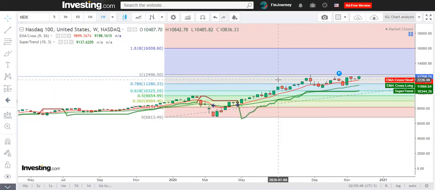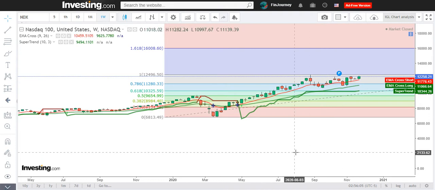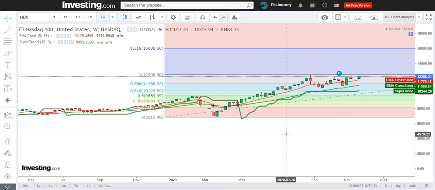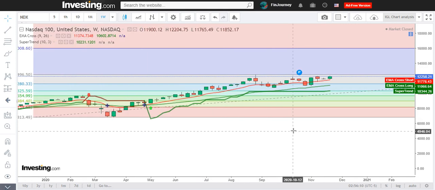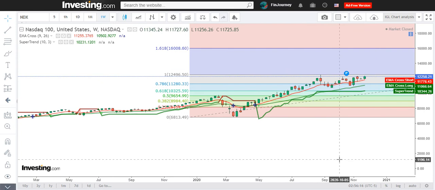Presently, on a technical basis, I have made a prediction with the Fibonacci retracement tool, where I have created a high of 12,496 as a predicted Nasdaq 100 level, and a lower zone that points to 6,830 levels. According to the Fibonacci retracement, the next level of the 1.618 movement could be 16,008.